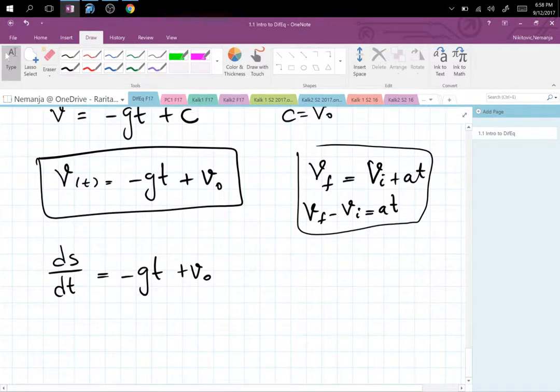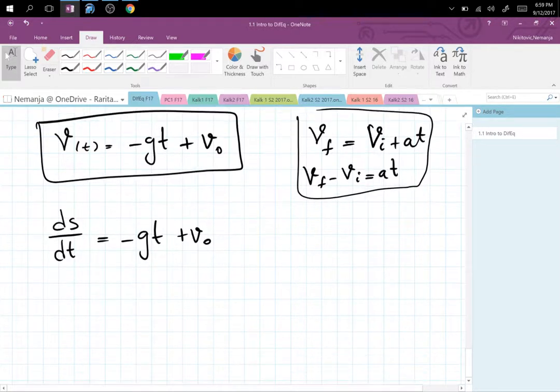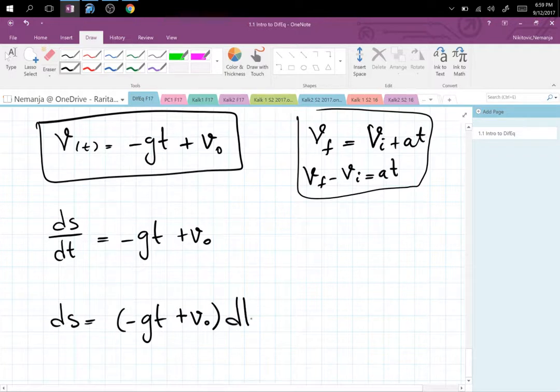We observe variables t, that's our independent variable, the time, and then obviously position, which is our variable s. So separation of variables will give us ds is equal to, in parentheses, negative gt plus v0, dt. And then we integrate both sides again.